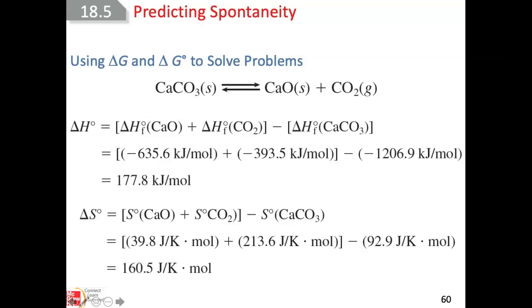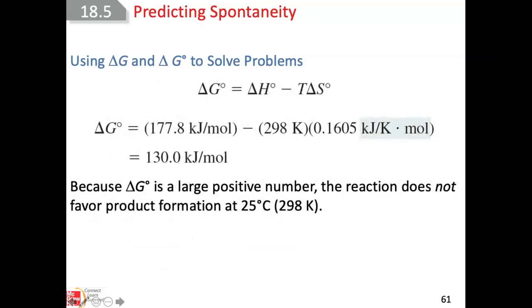So we find them, and then we will be using this formula, delta G equals delta H minus T delta S. So delta G equals delta H, we found the delta H. Let's say temperature is 25 degrees Celsius, we convert to Kelvin, 298 K. Delta S we just calculated. So we're getting that delta G equals a positive 130. Because delta G is a large positive number, the reaction will not proceed spontaneously in the forward direction. It will not favor product formation at that temperature, 25 degrees Celsius.